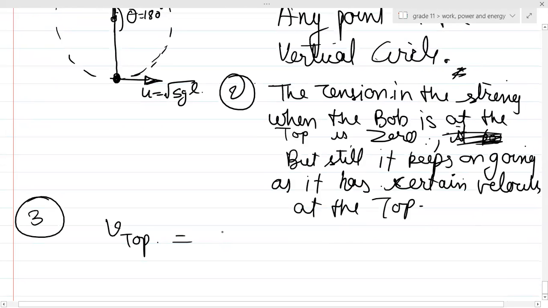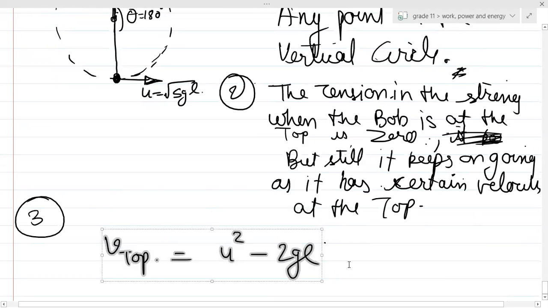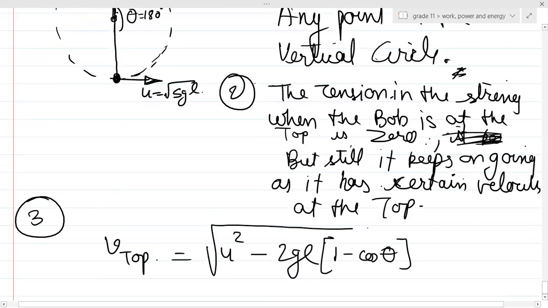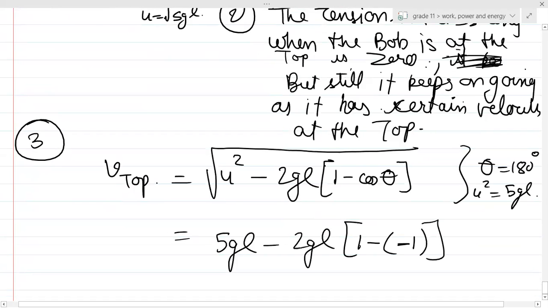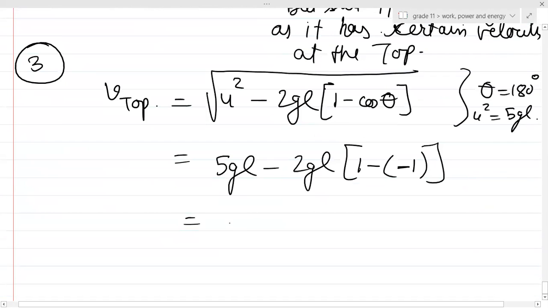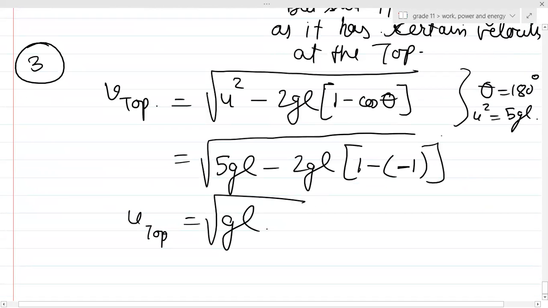And what will be the velocity at the top? It will be equal to under root of u square minus 2gl into 1 minus cos theta. Yes or no? So here put theta as 180 degrees and u square as 5gl. So I think you people can do it. 5gl minus 2gl into 1 minus cos 180, which is minus 1. So this is 5gl minus 4gl, and the velocity at the top is basically what? Under root of gl.